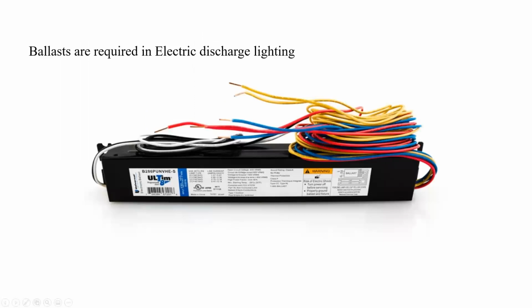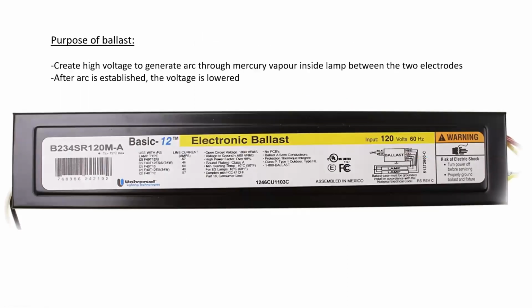The other item that's required for electric discharge lighting is something called a ballast. A ballast has a purpose to create a very high voltage initially to establish an arc from one of those little filaments at either end of the tube to the other end. And once it has established an arc of current through it, then it will lower the voltage.